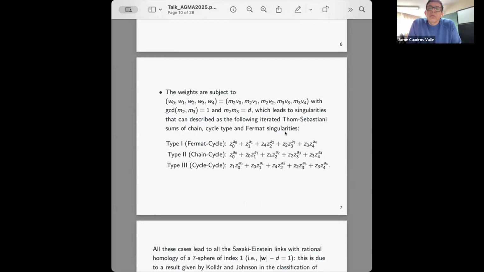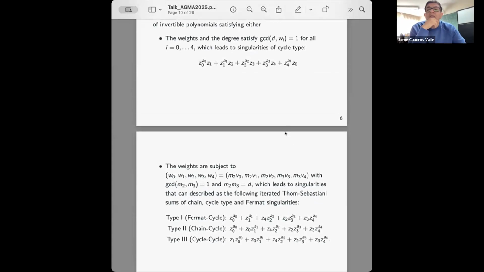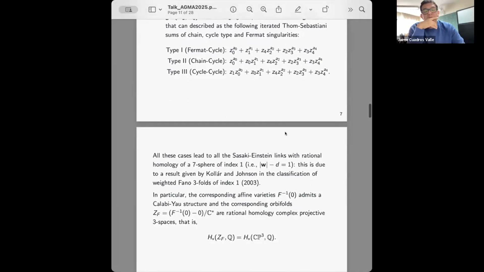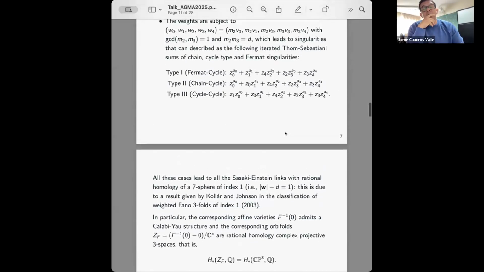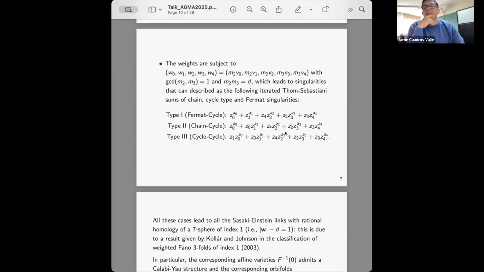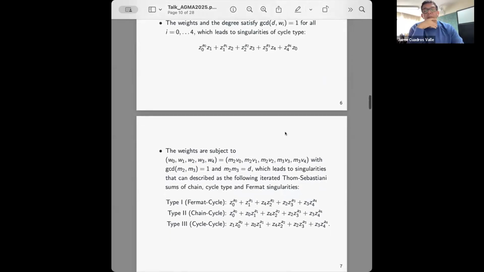Using the techniques developed 40 years ago, we could understand the topology of these links, and combined with some results of classification of threefolds by Kollár, we could establish the existence of Einstein metrics on links associated to all these types of polynomials. So it's actually all in dimension 7. That's it. All the types are given by this.